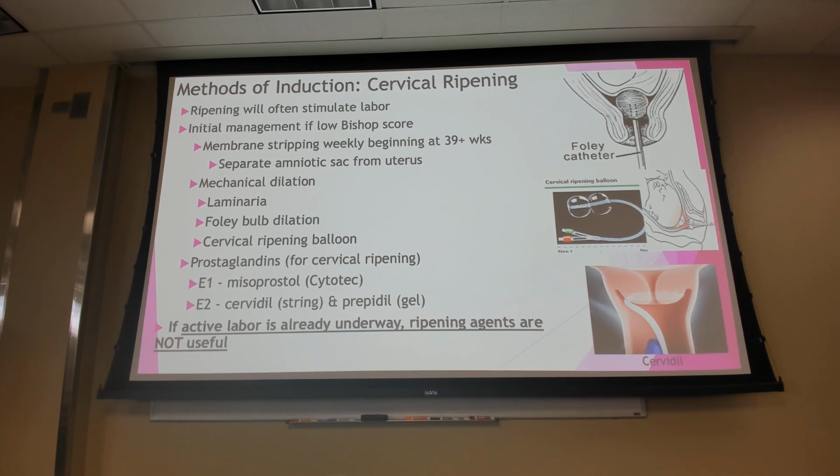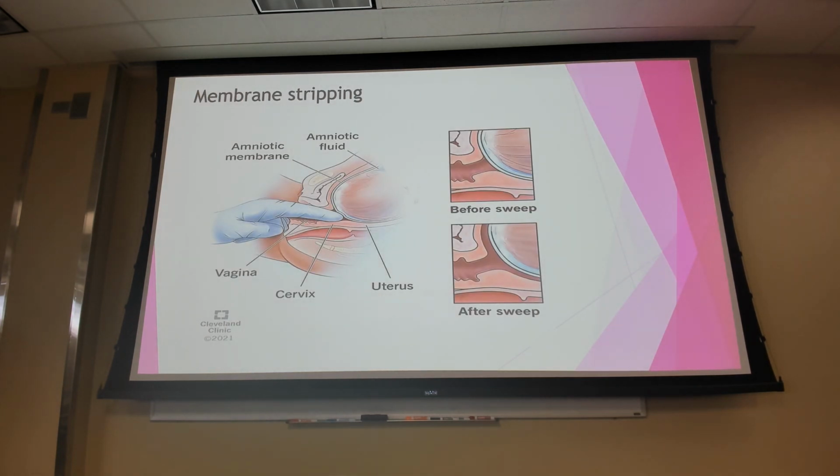Okay? Now, if mom is already in active labor, we don't need to use these ripening agents. Okay? She's going to have cervical changes. This is if mom is not laboring, we don't have any cervical changes. So if you see cervical changes, there's no reason to dilate the cervix, it's already happening.